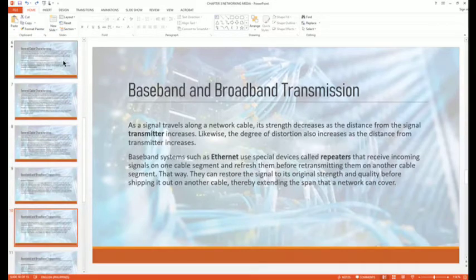As a signal travels along a network cable, its strength decreases as the distance from the signal transmitter increases. Likewise, the degree of distortion also increases as the distance from the transmitter increases. Baseband systems such as Ethernet use special devices called repeaters that receive incoming signals on one cable segment and refresh them before retransmitting them on another cable segment. That's why they can restore the signal to its original strength and quality before shipping it out on another cable, thereby extending the span that a network can cover.